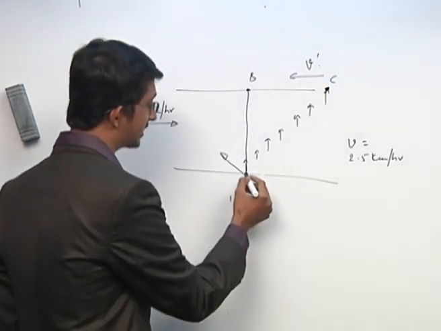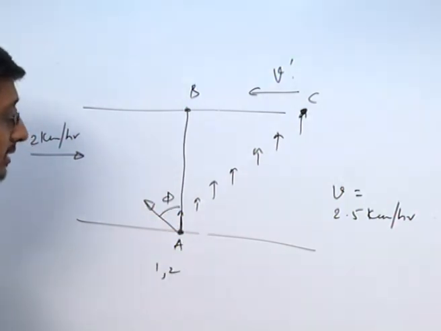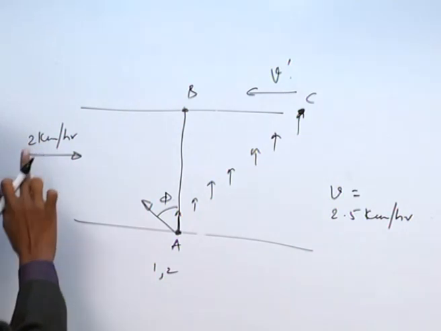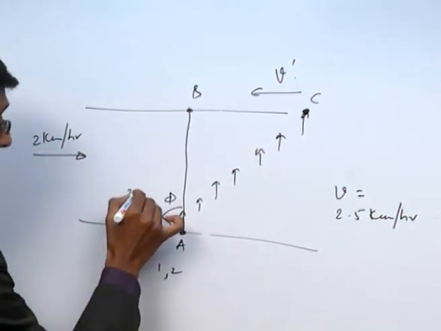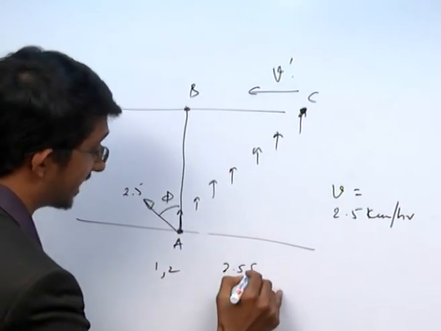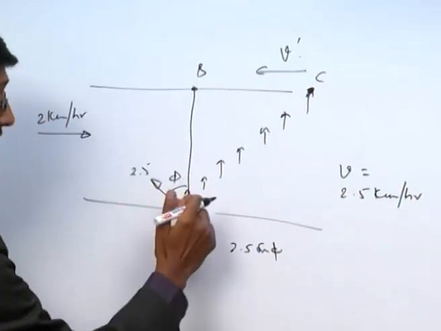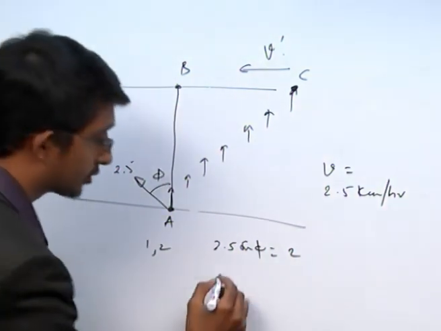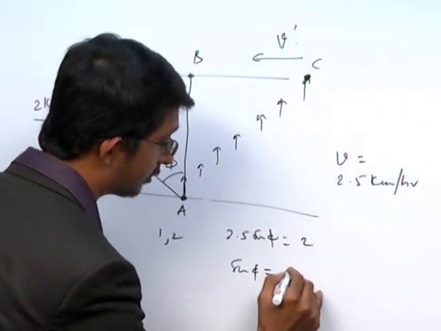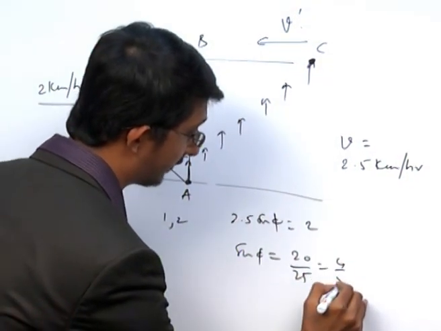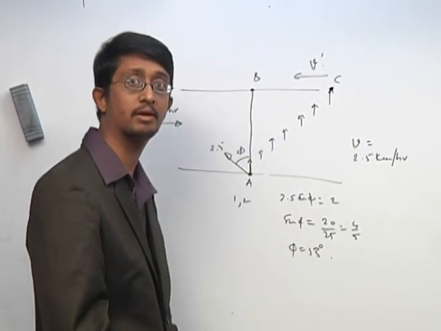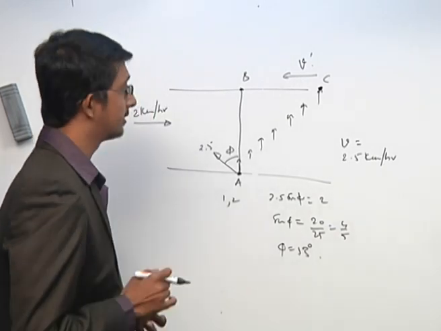First person A will be swimming at a certain angle phi to the vertical. Why? Because he has to directly reach B. Part of his velocity must cancel the river's velocity. So his velocity is 2.5. So 2.5 sine phi. Cos phi is vertical, sine phi is horizontal. Horizontal must balance the river's velocity, which is given by 2. So sine phi is 2 by 2.5, which is 4 by 5. So phi is 53 degrees. Sine 53 is 4 by 5.